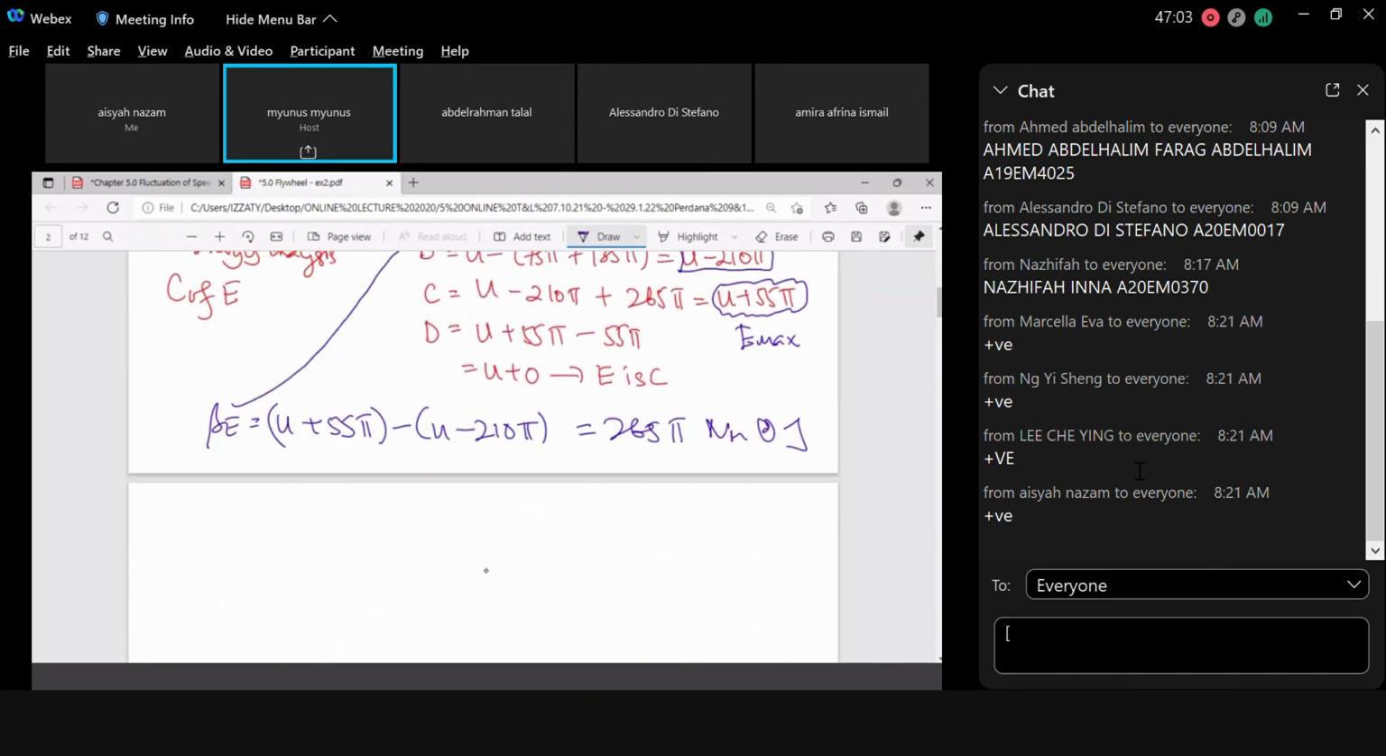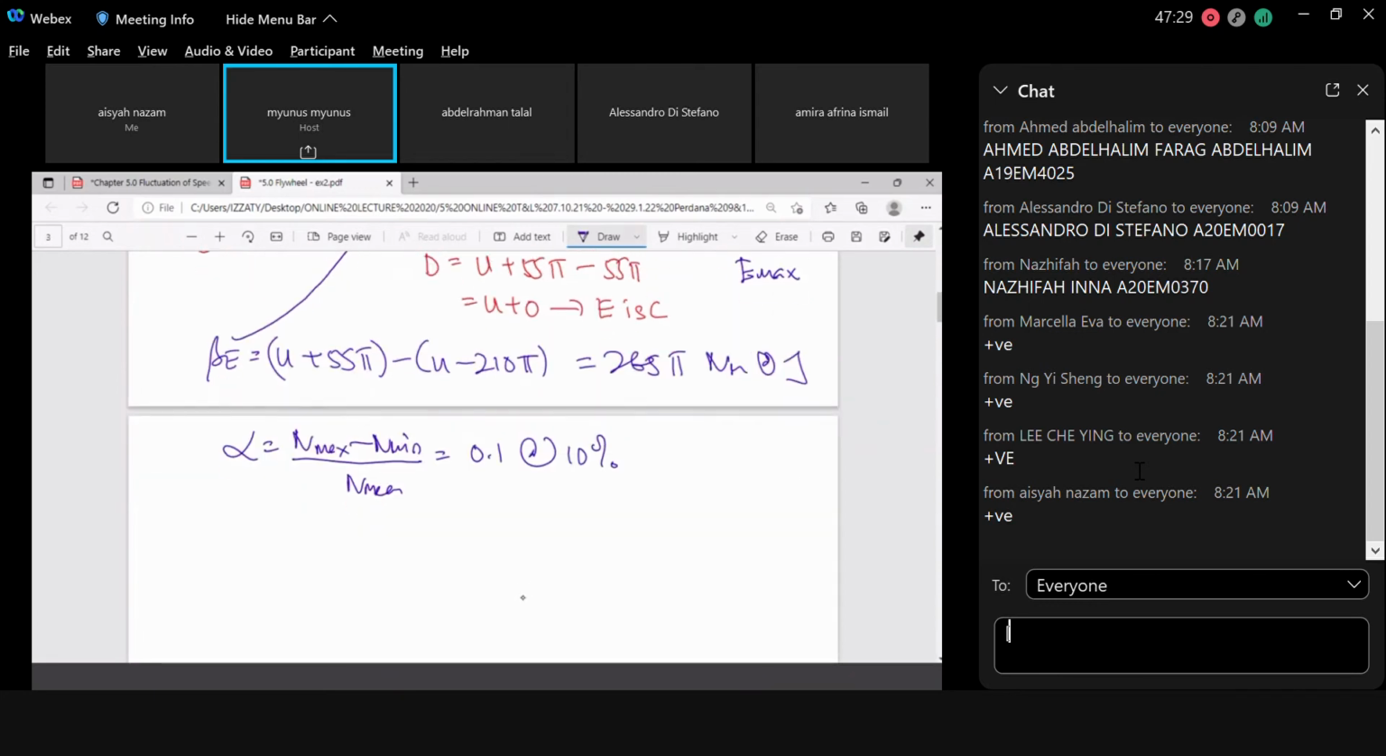Of course, you can calculate alpha by knowing n max, is it? n max minus n mean, divided by n mean. You get the alpha in the notes, you will be getting 0.1, or in other words, it becomes 10%. You know the omega mean as calculated in the very beginning of your solution earlier, and it is 2 pi by 300 by 60, you have numbers. So basically, you get your I.